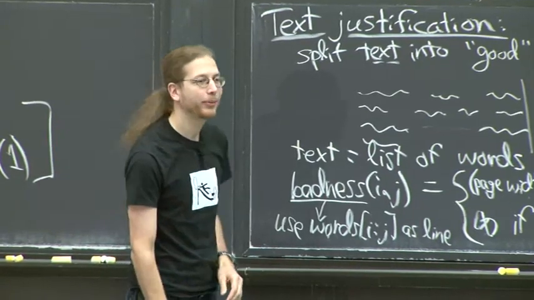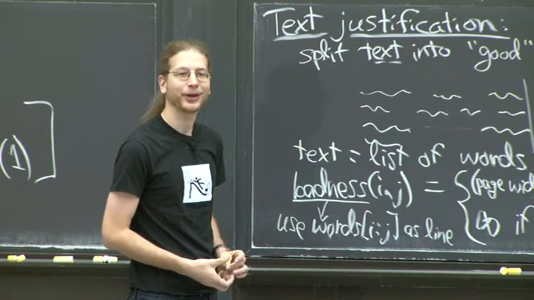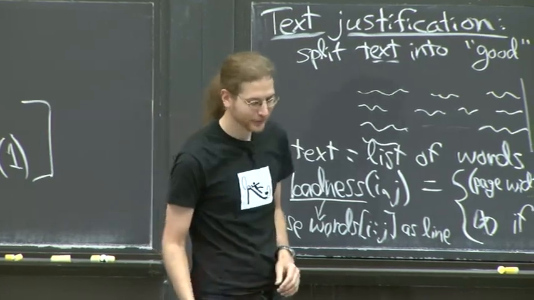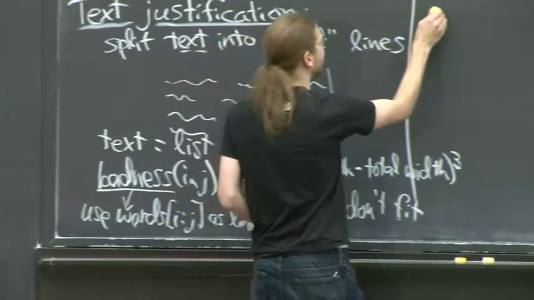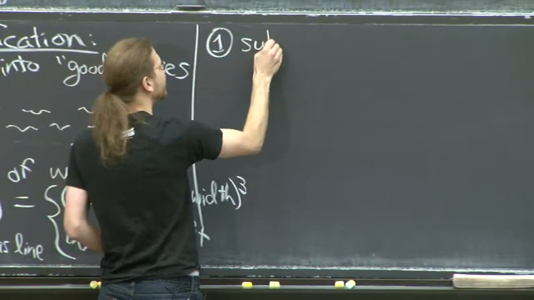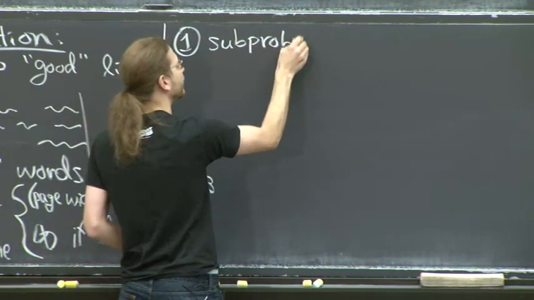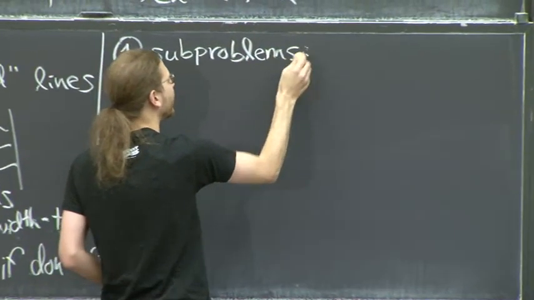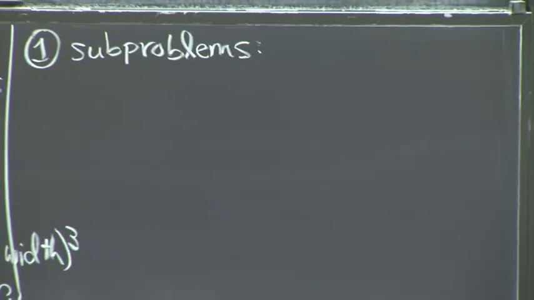But that's what dynamic programming is for. You don't have to think. It's great, because it's brute force. OK, so the first thing we need to do is define subproblems. This is, in some sense, the hard part. The rest will follow easily.